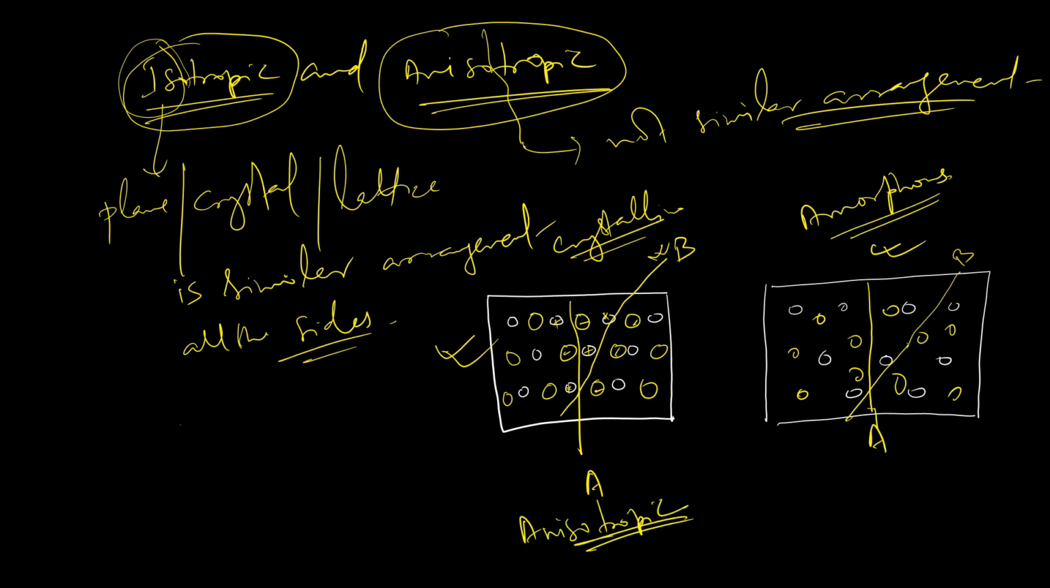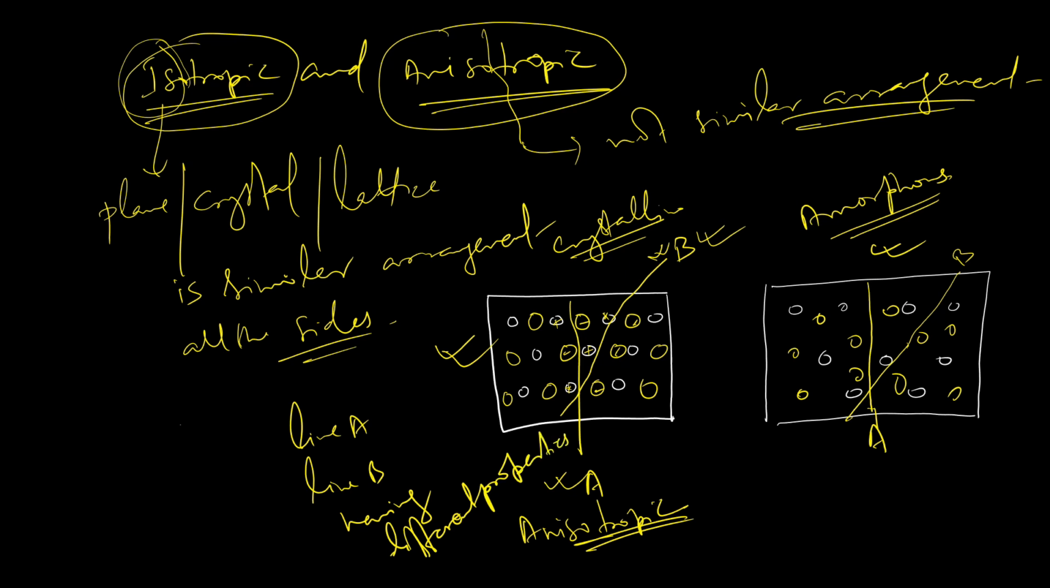So in a crystalline solid it will be anisotropic. Line A and line B will have different properties. In line A it is alternating positive, negative, positive, but in line B one side is everything positive and the other side is everything negative. So line A and line B have different properties, we can say electrical properties or magnetic properties.